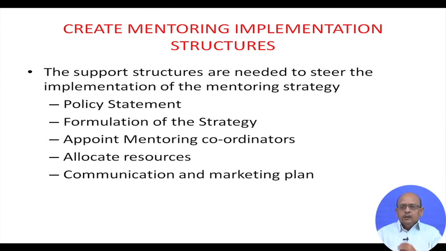So, in order to oversee and supervise all these activities, you need a person who is going to look after the entire mentoring activity in the organization. So, you need to appoint a mentoring coordinator.